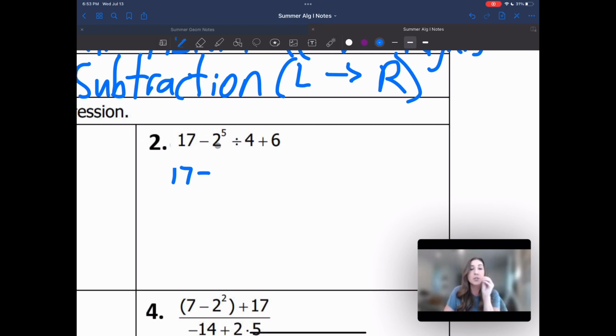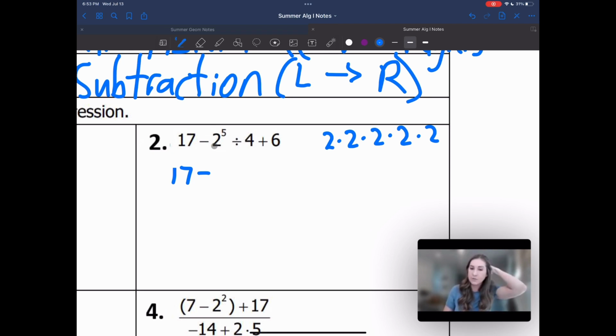And it's just the 2 that's raised to the 5th power. Now be really careful that you don't do 2 times 5. That's not what that means. 2 to the 5th power actually means 2 times 2 times 2 times 2 times 2, 5 times, right? You take that thing, multiply it by itself 5 times.